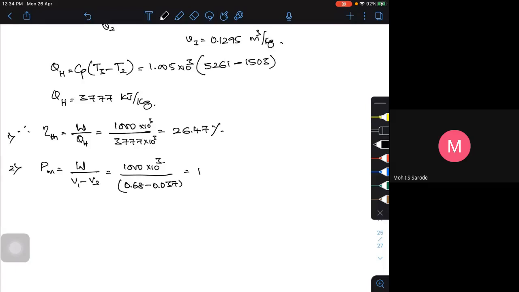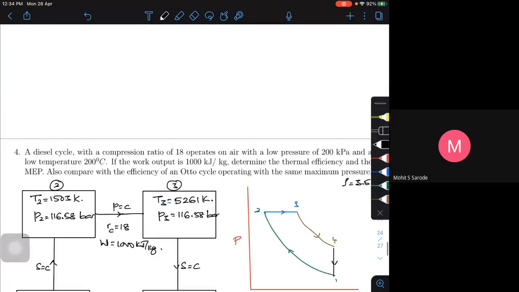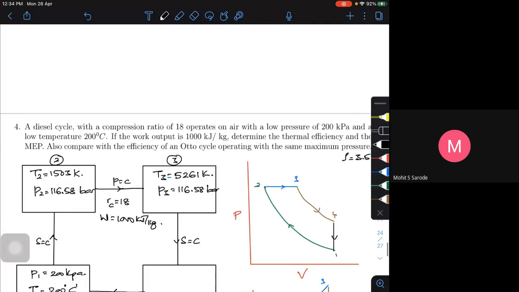So whatever they asked in the numerical, we are able to solve it. What they have asked us is to determine the thermal efficiency and the mean effective pressure. So if you want, you can solve the same problem.